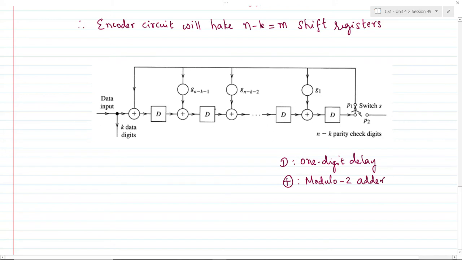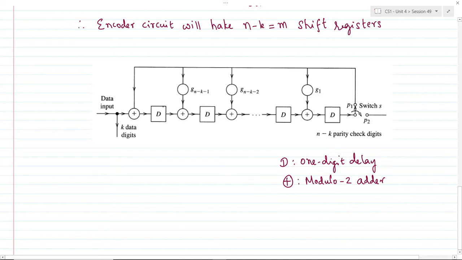The working is also very simple, where the data input is said to be of length k. So the k data digits are shifted one at a time at the input, with the switch S held at position P1. P1 is the initial location of the switch while we are feeding the data input, and it will stay at P1 until all the data inputs are fed through the shift registers.